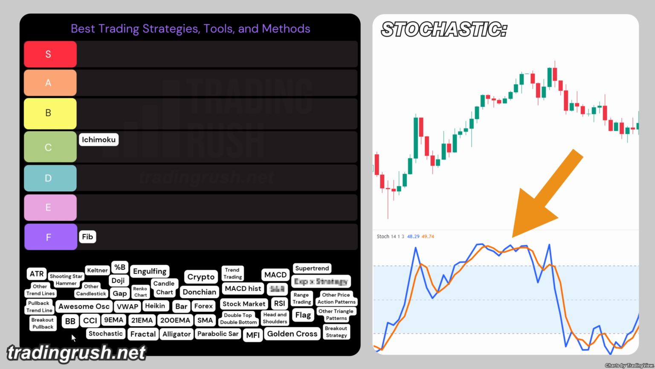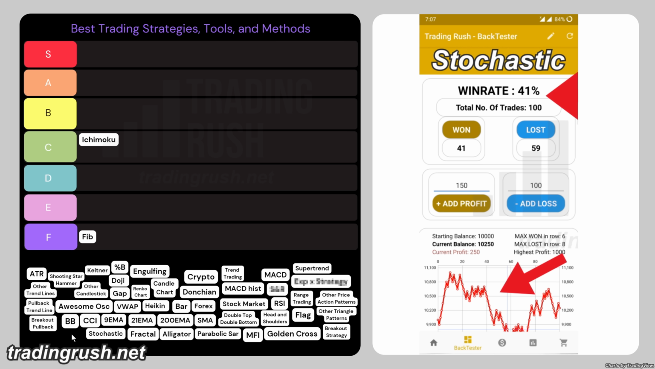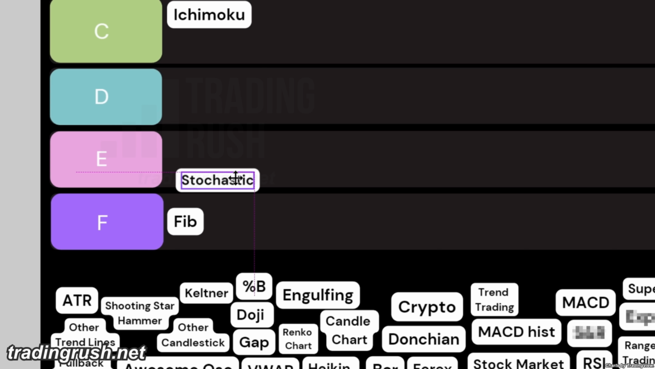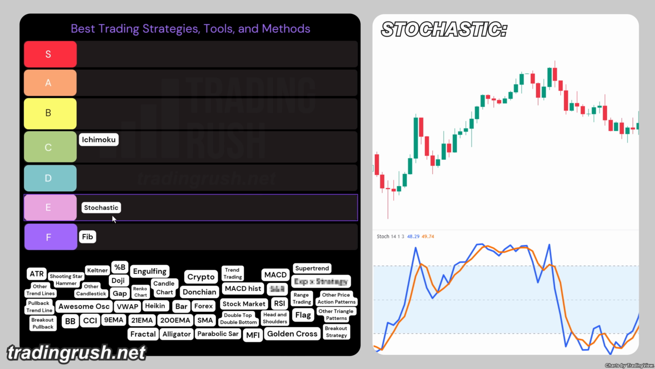Next is the stochastic. To be honest, I found that stochastic and stochastic RSI indicators give more false entry points. In my trading journey, I haven't found them that reliable. When I tested the stochastic strategy 100 times in one of the previous videos, it only got around a break-even win rate, so I would place it in the E tier. Also, remember that by clicking on the card that appears at the top right corner, you can watch the detailed video on the strategies I'm mentioning here.